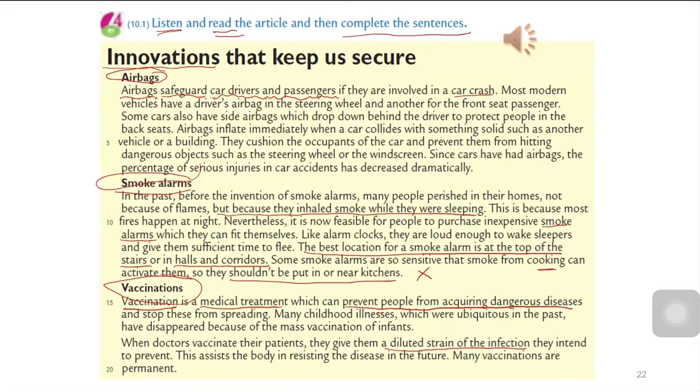We have here the listening exercise 4. You have this in your books on page 22 in your student's book. The title here is Innovations That Keep Us Secure. Now we're going to talk about 3 of them. The first one, airbags, then smoke alarms, and then vaccinations, okay? What we need to know is the invention, its function, and how it keeps people from getting hurt and keeps them secure. All right, so let's listen to that.